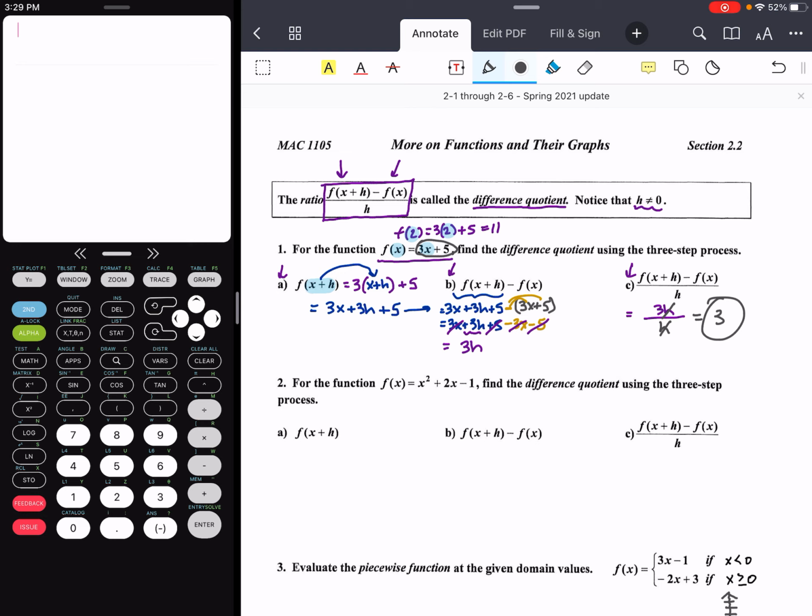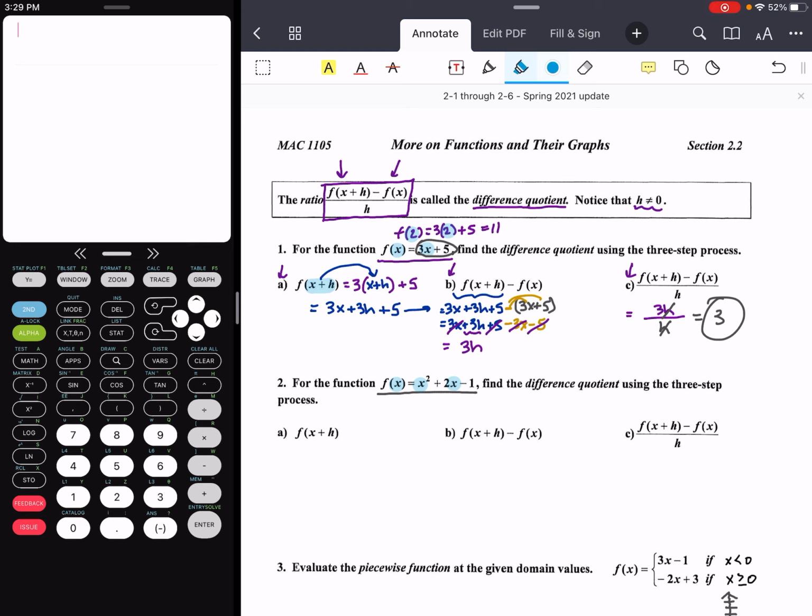All right, let's try this again for number 2. So now we've got this quadratic function, which means stuff's going to get trickier. So I've got f of x equals x squared plus 2x minus 1. And again, notice that in my function notation for f of x, I'm going to take x and square it, and then plus 2 multiplied by x, and then minus 1.